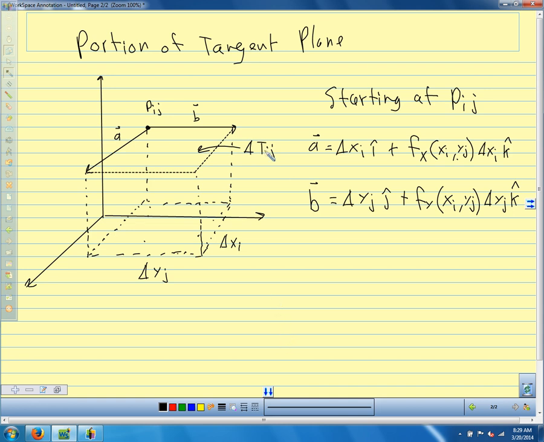And the area of the parallelogram, delta T sub ij, is the magnitude of A cross B.